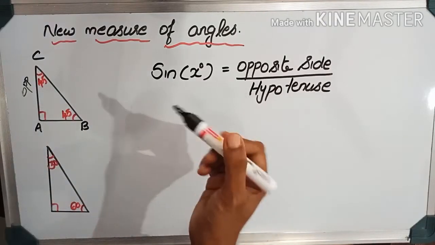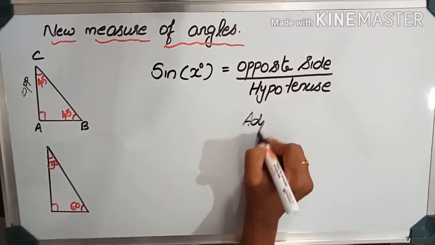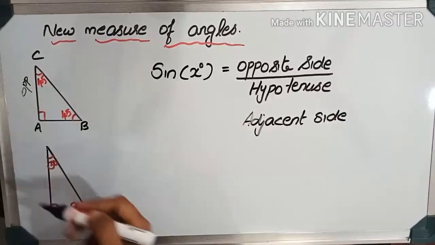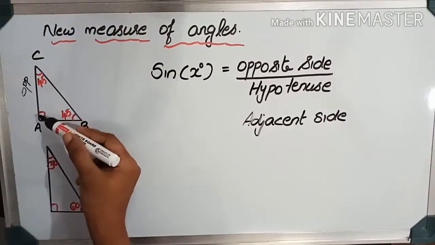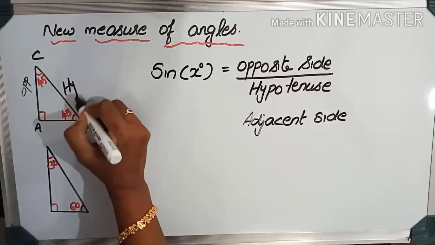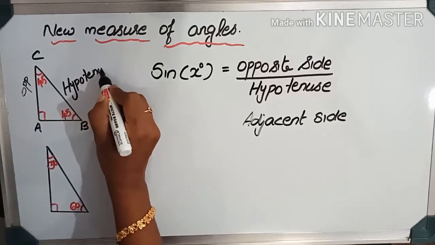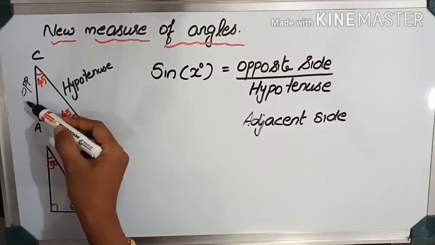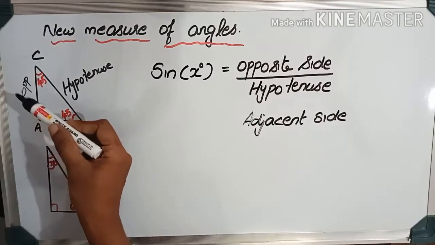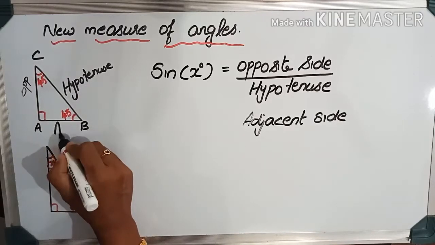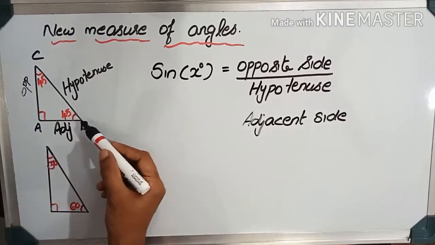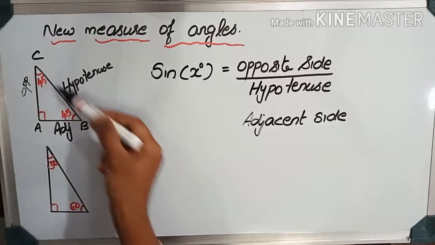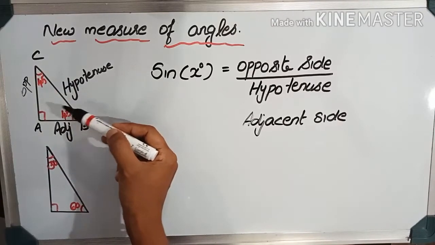Next one is the adjacent side. Opposite side, adjacent side, and this is the hypotenuse. The 90 degree opposite is always the hypotenuse, no change in that. The hypotenuse side is always fixed, and we have two perpendicular sides, and one perpendicular side is just opposite, that is the opposite side. Other than the opposite side and hypotenuse, it will be the adjacent side. So for this angle B, opposite side is AC, adjacent side is AB, hypotenuse is BC. You have to learn this, then only you can write this.